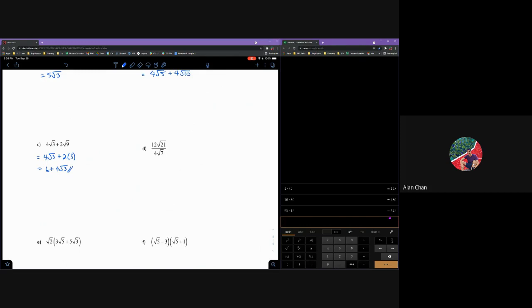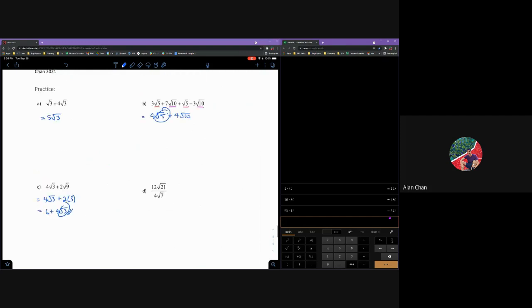For these kinds of questions, you don't need to convert this 6 into a root 3. That doesn't make any sense. A whole number chills by itself, and all the square roots chill by themselves, just like how we had the root 5 and the root 10 chilling by themselves.